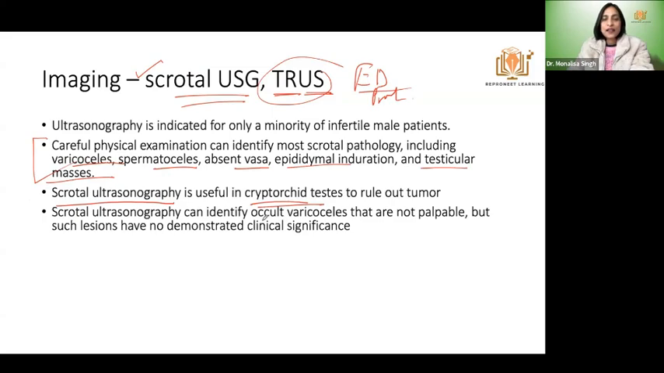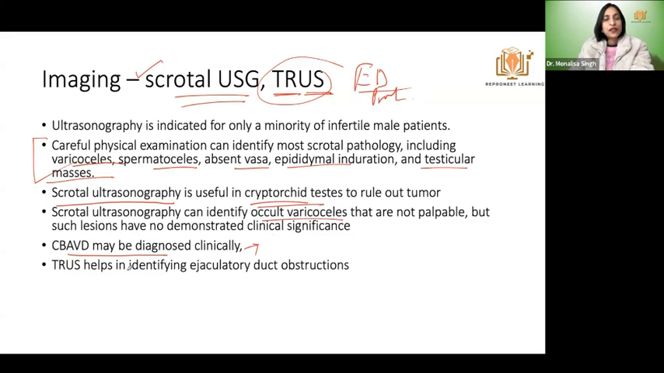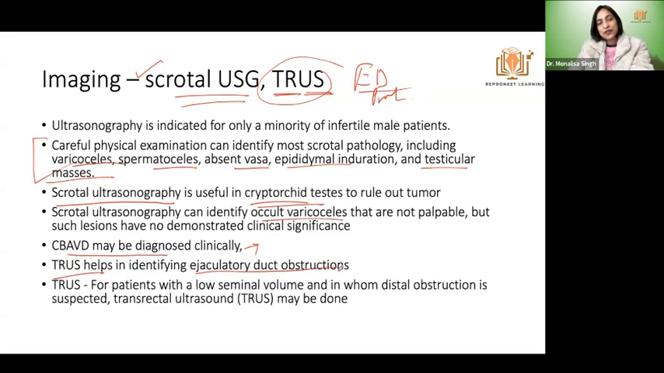Scrotal ultrasound can identify occult varicocele, CBAD. CBAVD may be diagnosed clinically. If you want to do ultrasound, you may do it. TRUS helps ejaculatory duct obstruction identification.